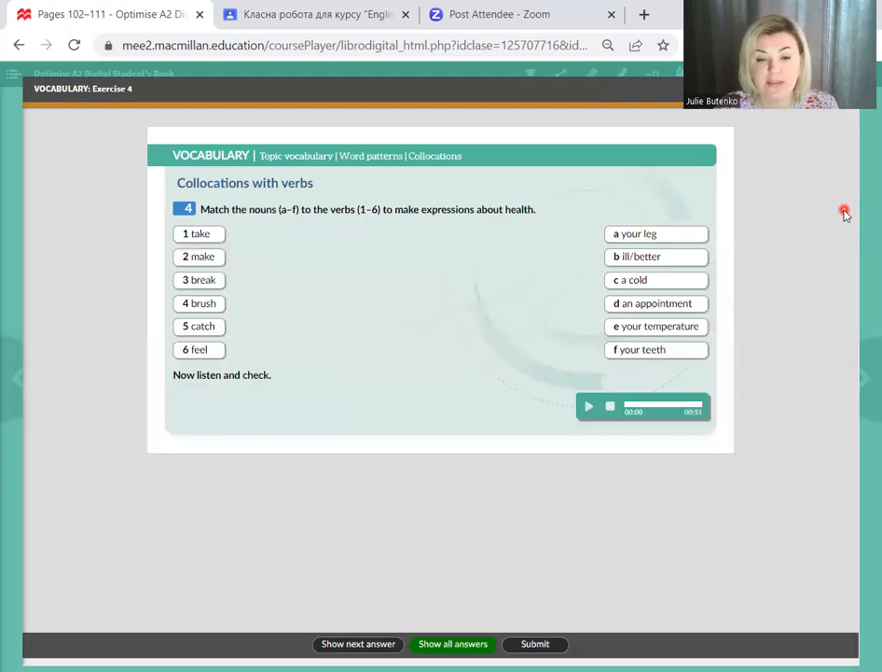In exercise three, we made expressions with prepositions, but in exercise four, nouns plus verbs. We have got verbs take, make, break, brush, catch, feel, and nouns: your leg, ill, better, a cold, an appointment, your temperature, your teeth. Take your temperature.